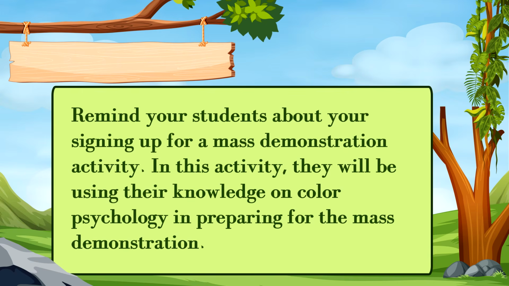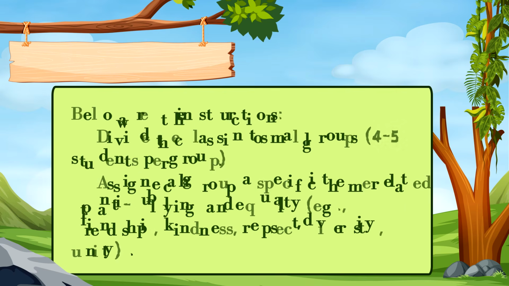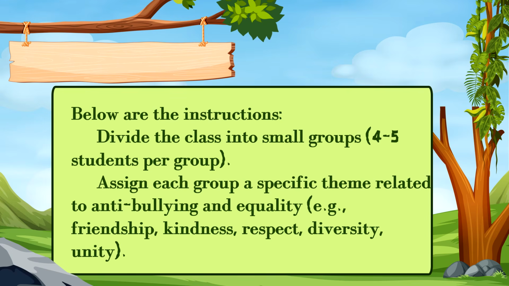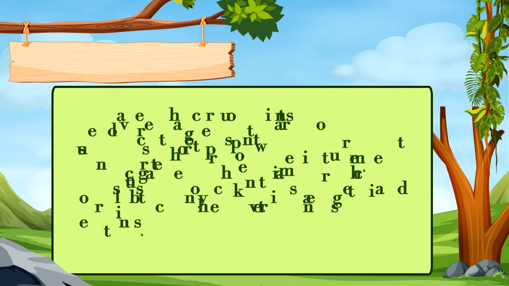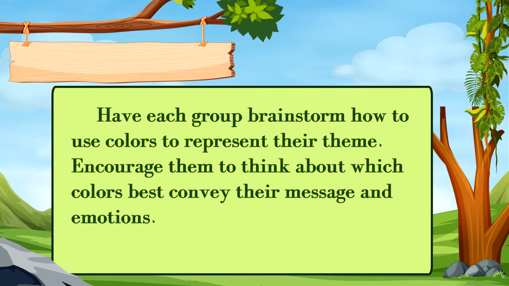Remind your students about signing up for a mass demonstration activity. In this activity, they will be using their knowledge of color psychology in preparing for the mass demonstration. Below are the instructions. Divide the class into small groups, 4 to 5 students per group. Assign each group a specific theme related to anti-bullying and equality, for example friendship, kindness, respect, diversity, unity. Have each group brainstorm how to use colors to represent their theme. Encourage them to think about which colors best convey their message and emotions.